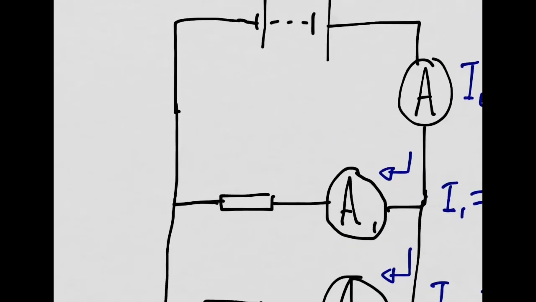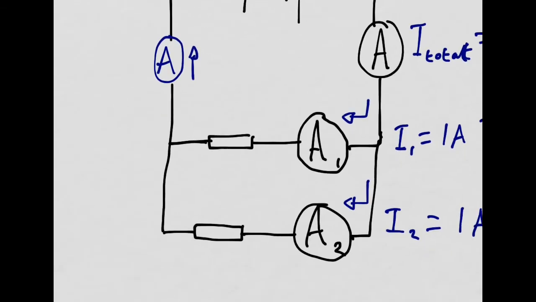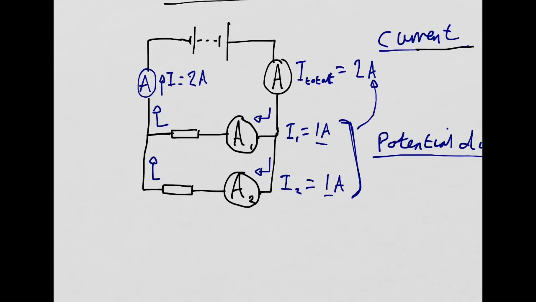If I then take another ammeter and measure it here, the current is not used up in this circuit. The electricity is still flowing here, but it's going to be the current from this branch, which we've measured as 1 amp, plus the current from this branch, which we've also measured as 1 amp. So this is also going to be 2 amps, because it's going to add back together again. So these two here are the same.